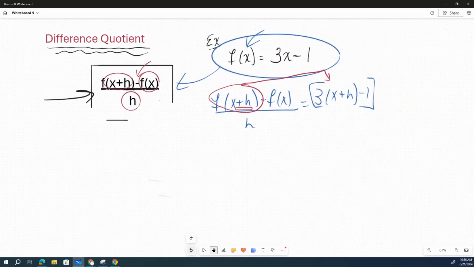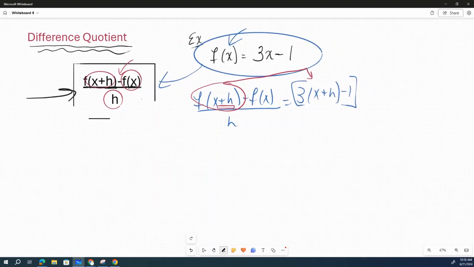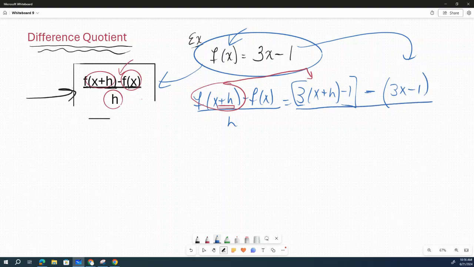Then the next thing I'm going to do is subtract off f of x. Well, we all know how to subtract. Remember, f of x is 3x minus 1, so I'm just subtracting that. The entire numerator is sitting over h. So now when I clean this up, I'm going to distribute, because who doesn't love that?